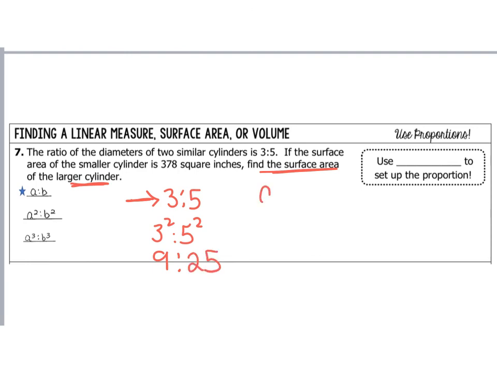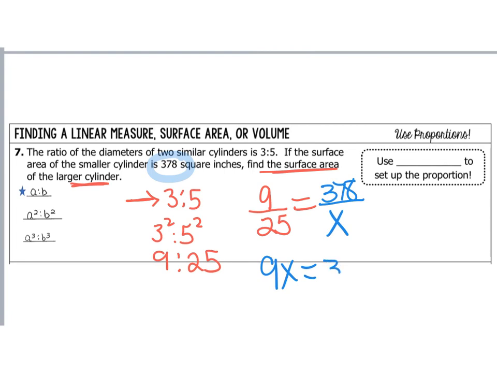So what I know with surface area is that this is 9 to 25. And they're giving me this number here, 378. And this happens to be one of the surface areas. Which one is it? Is it the surface area of the smaller or of the bigger one? It's the smaller. So my smaller one is on top. So this will be 378 on top. Find the surface area of the larger one. We don't know. We are going to cross multiply.